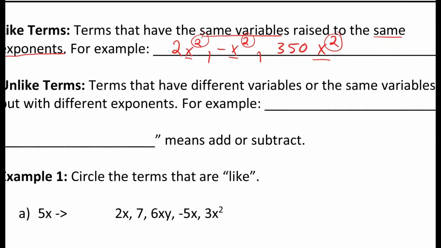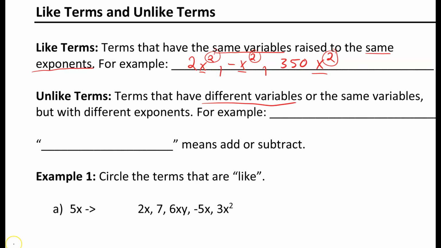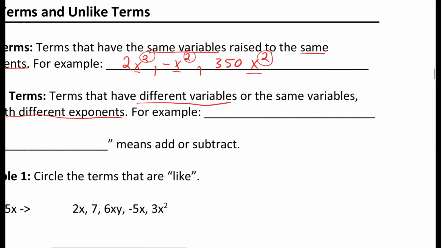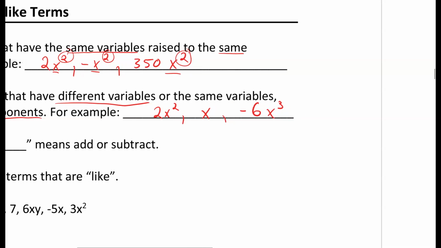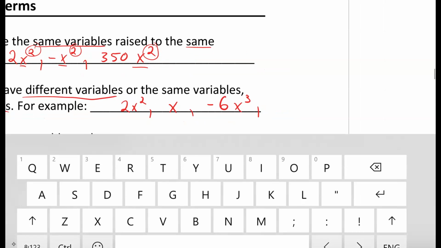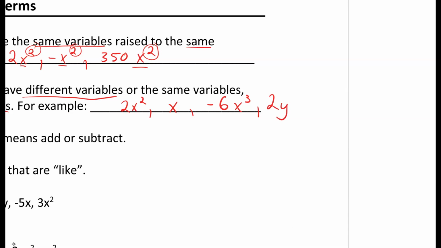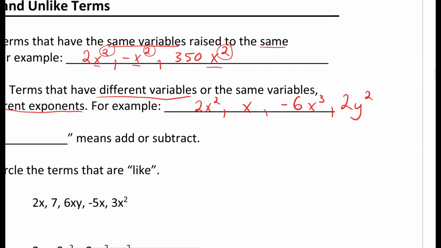Unlike terms are terms that have different variables or the same variables but with different exponents. Now an example of this could be 2x squared and x and negative 6x cubed. Notice the variables are the same, but the exponents are different. So these would not be like terms. You could also have something like 2y squared, and because the variable is different, it is not a like term.